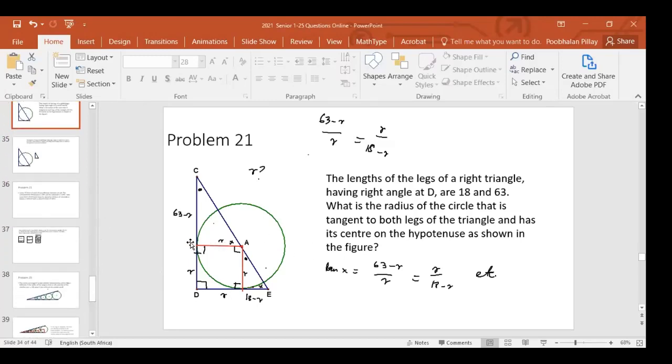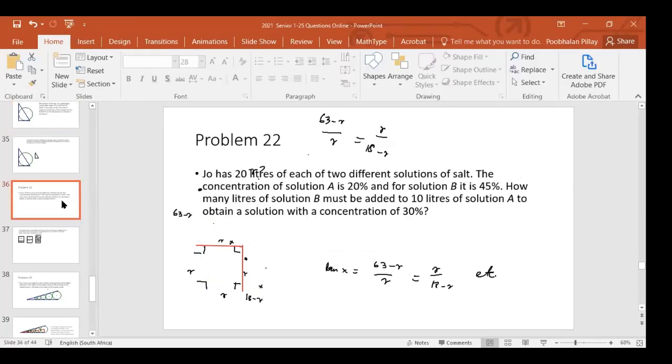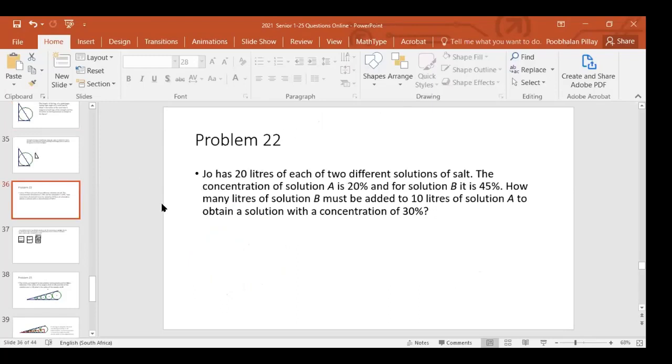So that is how you solve the problem. Observe that what we did there was join the center to the points of contact, because we can use the radius tangent theorem there. At the same time, when you join them, you have two radii, which you need. So it's very useful to join them. Good reason to perform that construction. The next problem.